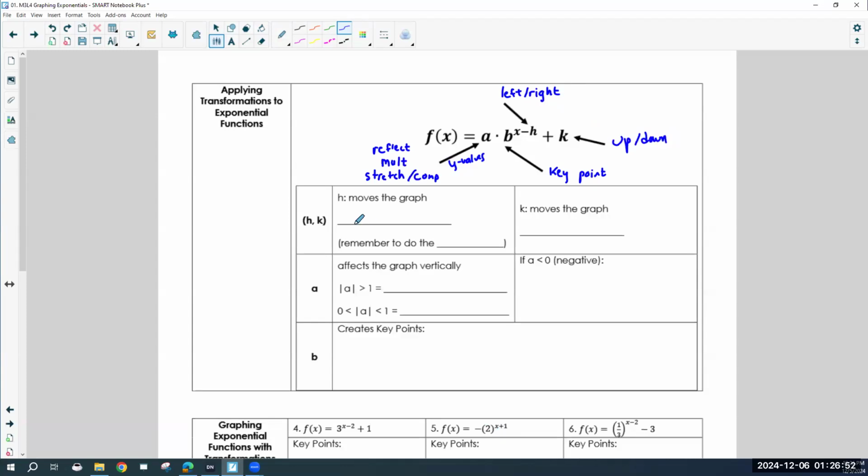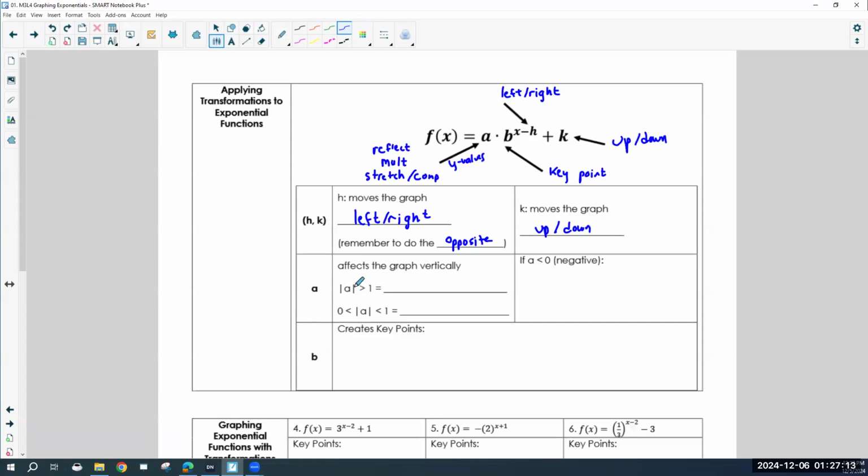So again, H moves the graph, as we already said, left or right. Okay, and please keep in mind that H is opposite. So that's a very important thing to remember right here. K moves the graph, as I already said, up or down. So I'm kind of duplicating what you see up there.